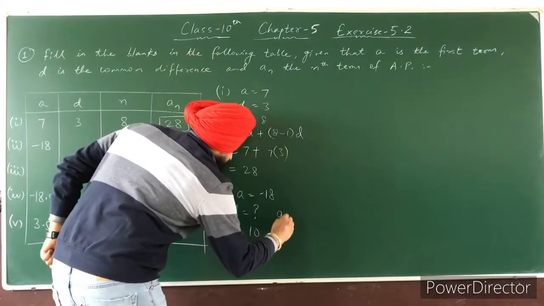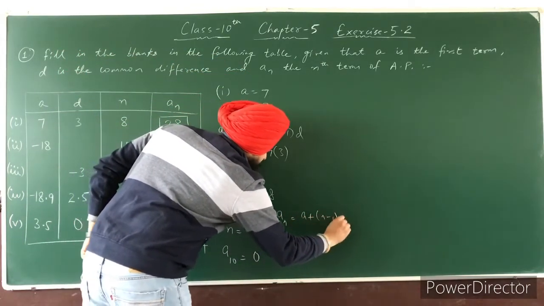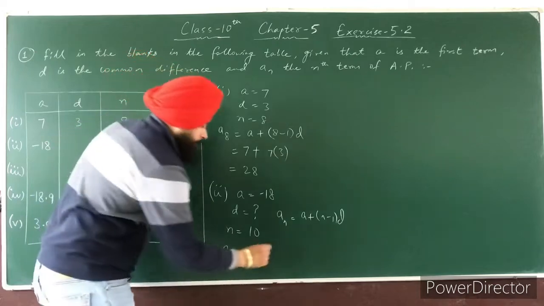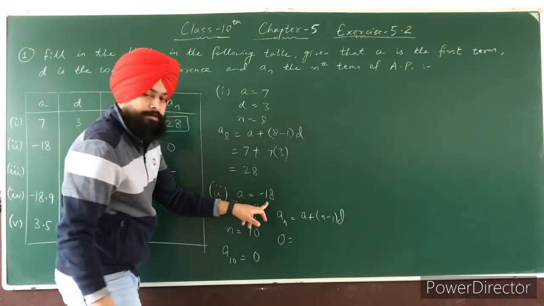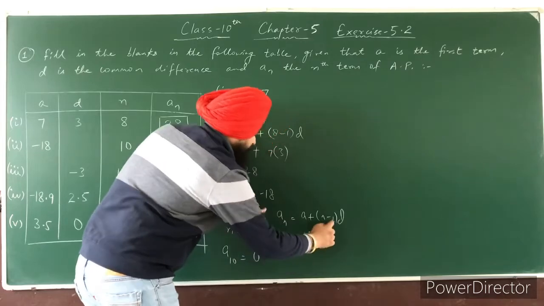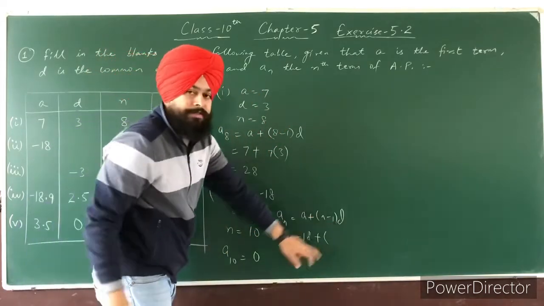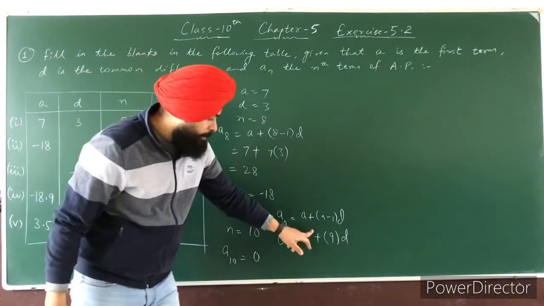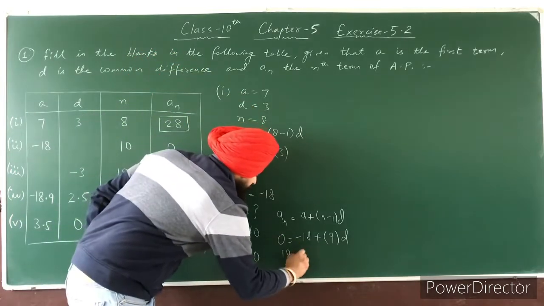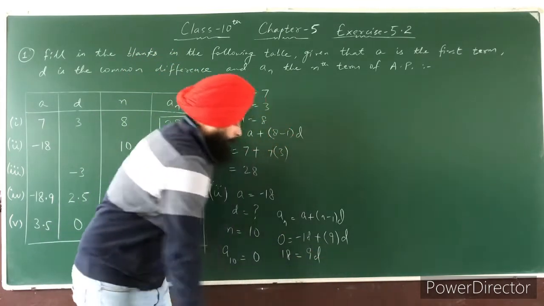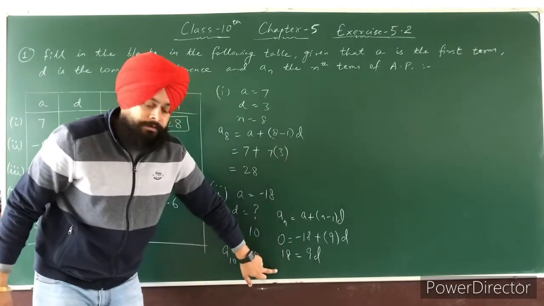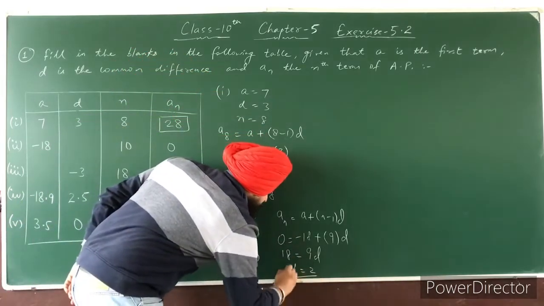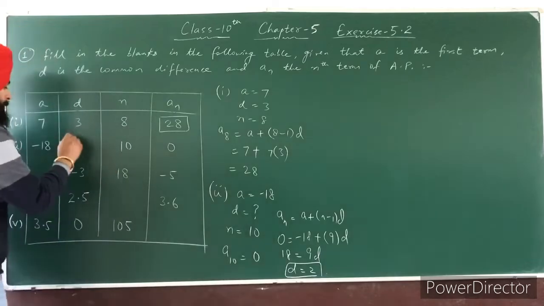So now the formula for a_n is a plus (n minus 1) into d. Now what is a_n? a_n is 0 here. Now a is how much? Minus 18 plus (n minus 1). n is 10, so 10 minus 1 is 9, 9 into d. Alright, now take this minus 18 on the left side, so the sign will change. It is 18 is equal to 9 into d. Now this 9 will divide when I take it on the left side. 18 by 9 is 2. So d is how much? d is 2. So the value of the common difference is 2 here.